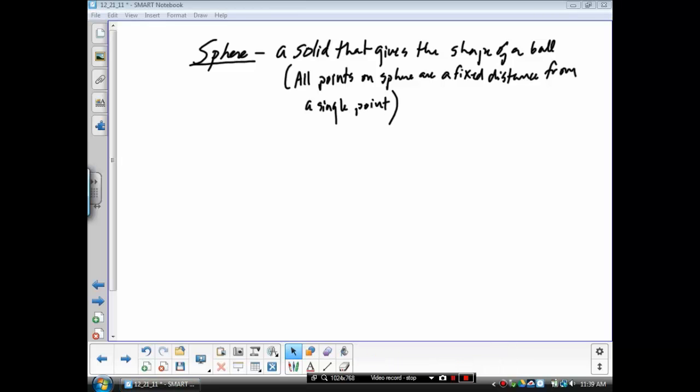Now that fixed distance is your radius, and that single point is your center.